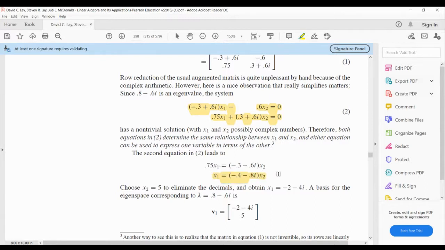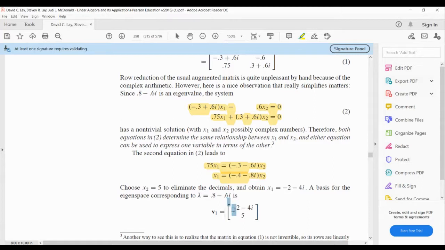So x1 was negative. Let me see here. One moment. So see, they're leaving out work. 0.75 x1 equals negative 0.3 minus 0.6i x2, and then they divide by 0.75. But then, of course, in decimals, eliminating decimals and having eigenvectors with integers is always important. You'll see in the homework for section 5.5 that they want that. I will get that posted very soon.